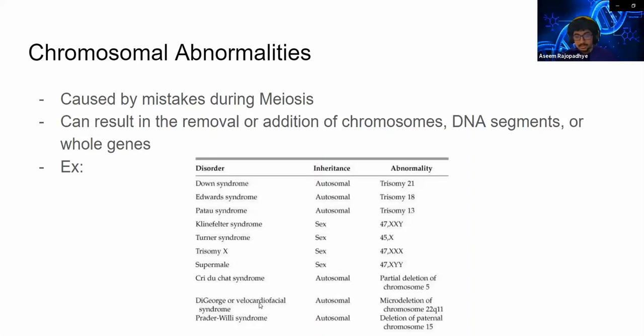DiGeorge or velocardiofacial syndrome is a microdeletion of chromosome 22, gene 11. So this is where it chops off part of a certain gene and causes it to not function properly. And Prader-Willi syndrome is, again, the deletion of a paternal chromosome 15. So when the father's chromosome 15 is deleted, and Angelman syndrome is when the mother's chromosome 15 is deleted.